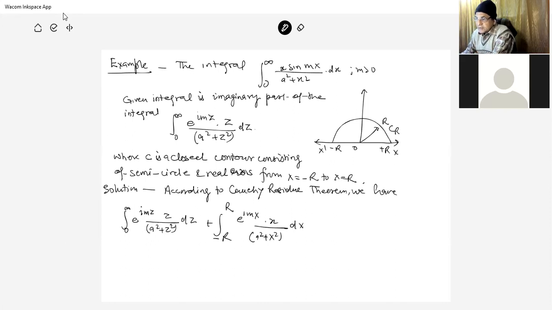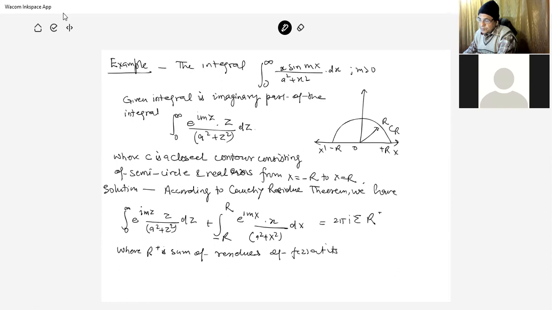This is the imaginary part, and this part is 2 pi I summation of r plus, where this r plus is the sum of residue of f z at its poles in the UHP. Poles in UHP.